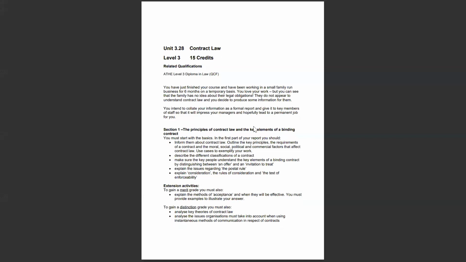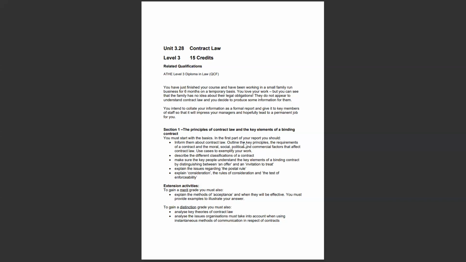So for the first part of it, you have just finished your course and have been working in a small family-run business for 6 months on a temporary basis. You love your work, but you can see that the family has no idea about their legal obligations. They do not appear to understand contract law and you decide to produce some information for them. You intend to collate your information as a formal report and give it to key members of staff so that they will impress your managers and hopefully lead to a permanent job for you.